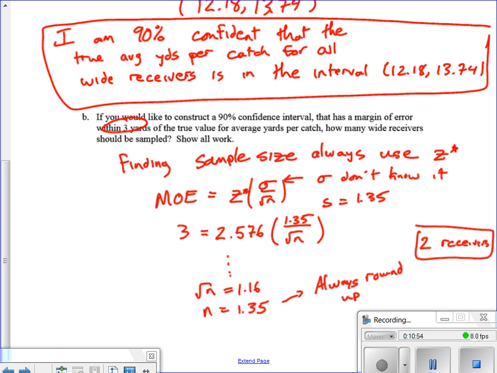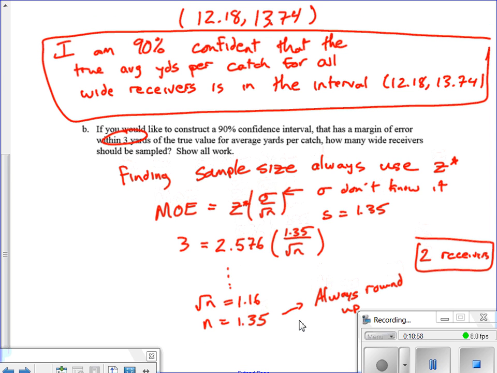So round up. Here's the thing, plus or minus 3 yards is pretty big. That's a confidence interval 6 yards wide. Look back at this interval right here. It's only about 1.5 yards wide. So all of a sudden, 3 yards is not that accurate in the context of this problem. So you probably don't need to interview or survey a lot of people.